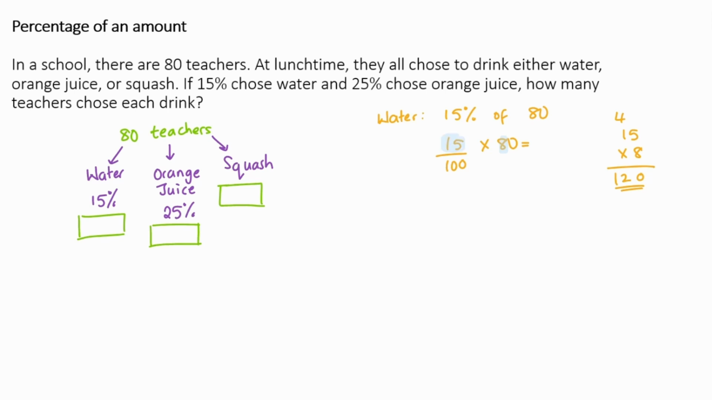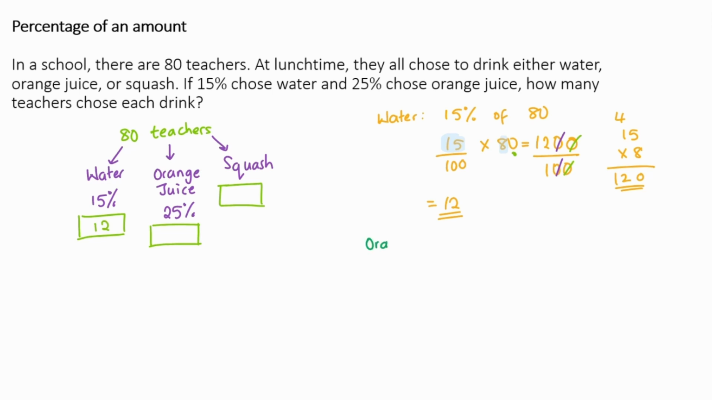So that was 15 times 8, but because we've got 15 times 80, we are going to add that extra 0 at the end of my answer, which makes it 1,200, and my denominator will be 100. I can now simplify this by cancelling out zeros. So my final answer is 12. And those are the number of teachers that chose water, so I can put that into my water option.